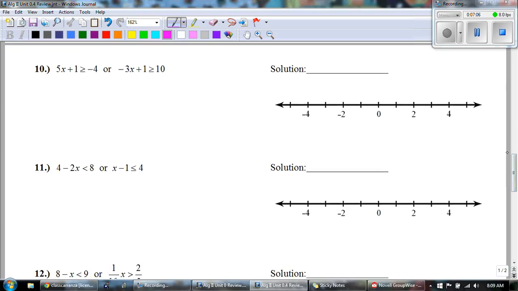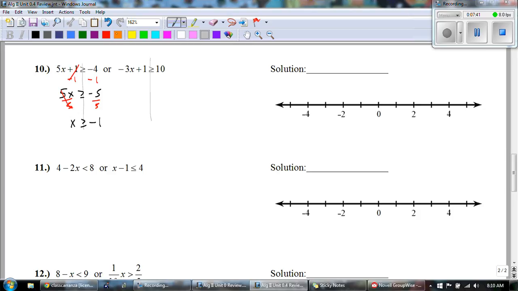All right, number 10. Now, don't get freaked out with number 10. They're just two separate inequalities that we have to solve for, okay? So we're going to treat them both differently. I'm going to subtract 1 from both sides. I get 5x is greater than or equal to negative 5. Divide both sides by 5. And we get x is greater than or equal to negative 1.